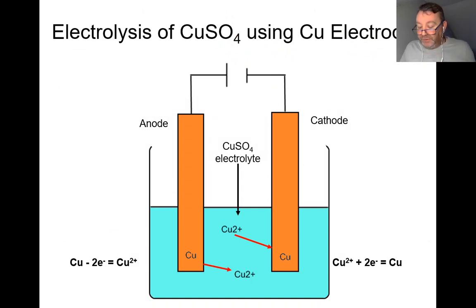Okay, now just take a look at this one. These electrodes here are both made of the same metal. They're both copper. But you notice that there's copper somewhere else? There's copper in the electrolyte, copper ions, Cu2+. And again up here, we have our power supply.